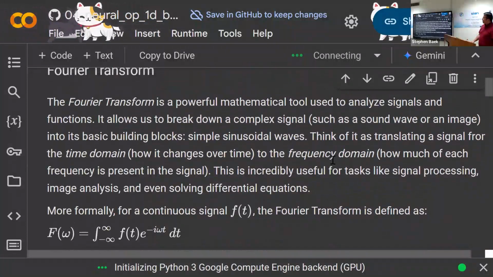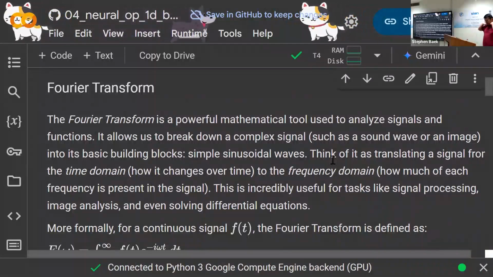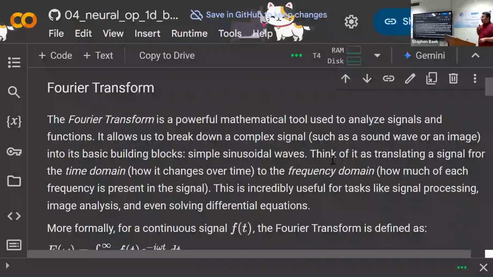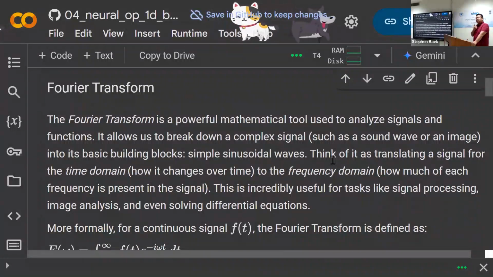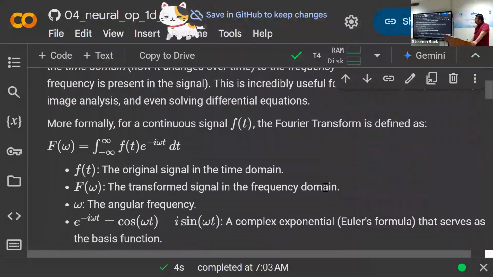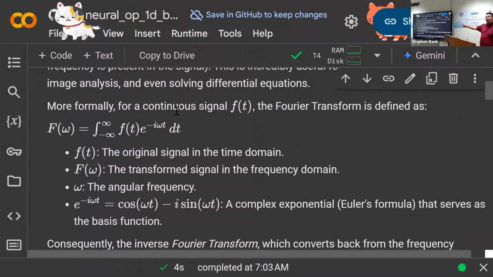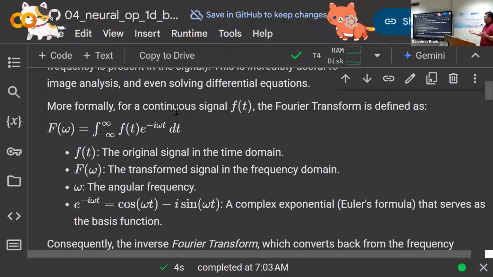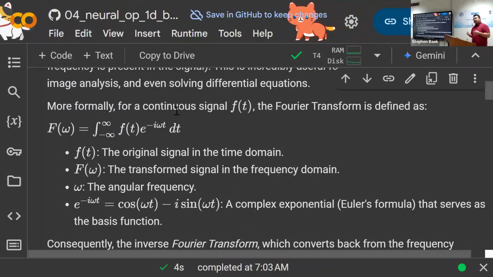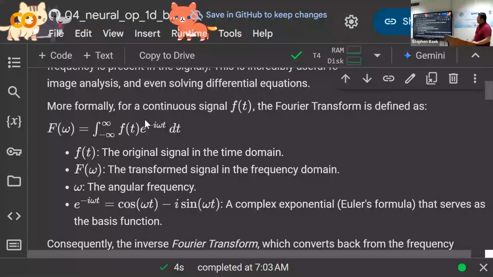Now, after the first cell is a brief introduction to Fourier transform. Considering the audience, I will assume that you guys know the basics of Fourier transform. So at the end of the day, the idea of Fourier transform is, for a given continuous signal, you want to decompose that into the combination of a bunch of sine waves with different frequencies. So mathematically, this is kind of the transform that we're talking about.